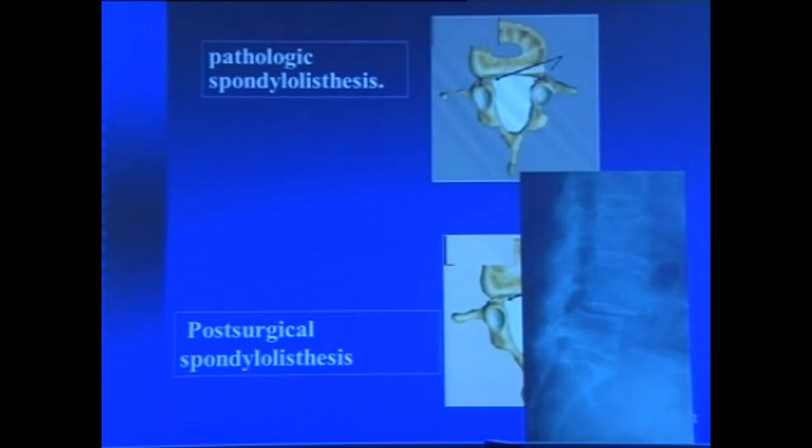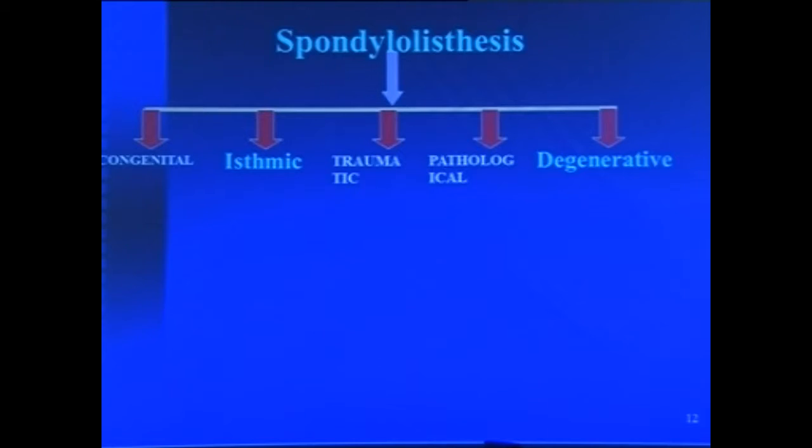So we have the pathological type: if there is any tumorous condition or disease involving the pedicles, it will produce a pathological spondylolisthesis. And post-surgery, if we destroy the pedicles and produce an injury to them, it will produce a slip. So in clinical practice, out of all these types of spondylolisthesis, the commonest are the isthmic and degenerative, but less common are trauma and pathological conditions.